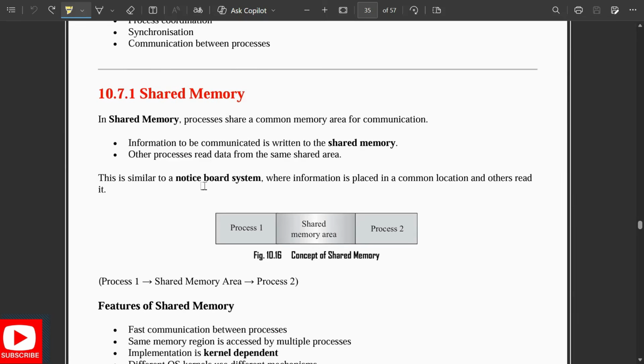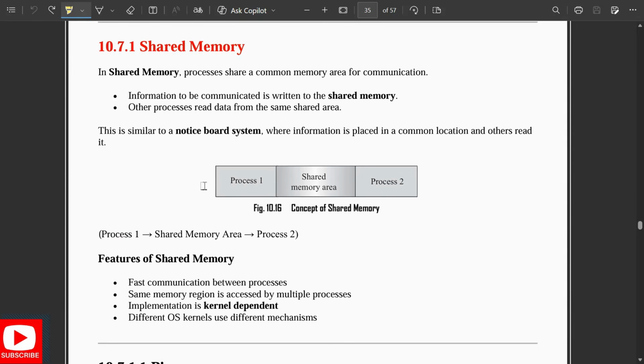Next comes shared memory. Here processes share a common memory for communication. Information can be written to the shared area, and other processes read data from the same shared area. This is similar to a notice board system, where information is placed in a common location and others read it. You can give an example like that.